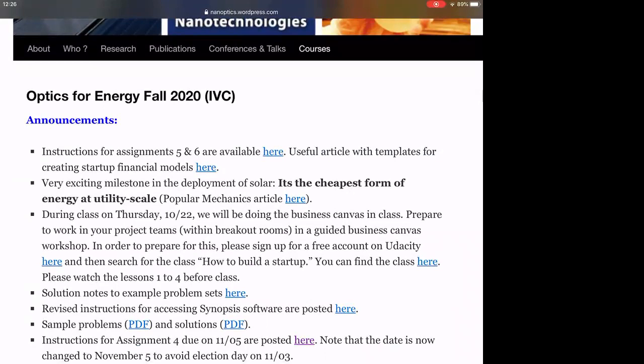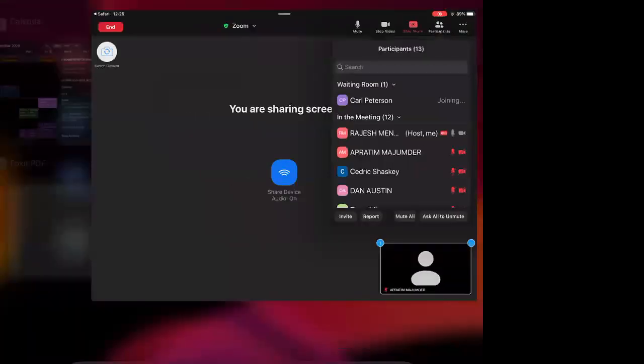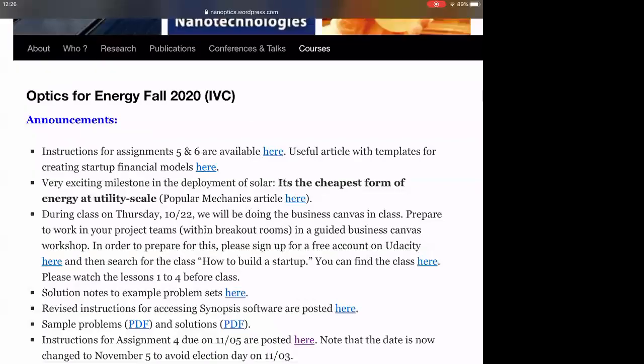and relevant to your projects. But again, importantly, I posted the instructions for assignment 5 and 6. Assignments 5 and 6, we'll go through them quickly today, but take a look at it. I also posted an article on the financial model. So let's jump right into those instructions first.